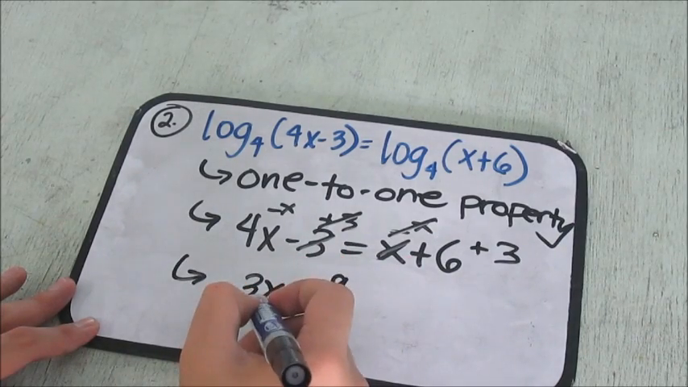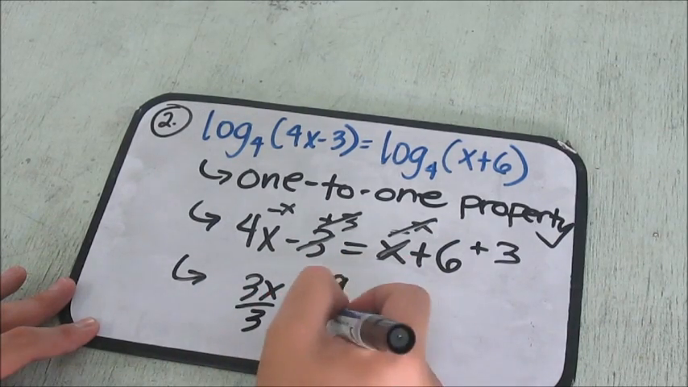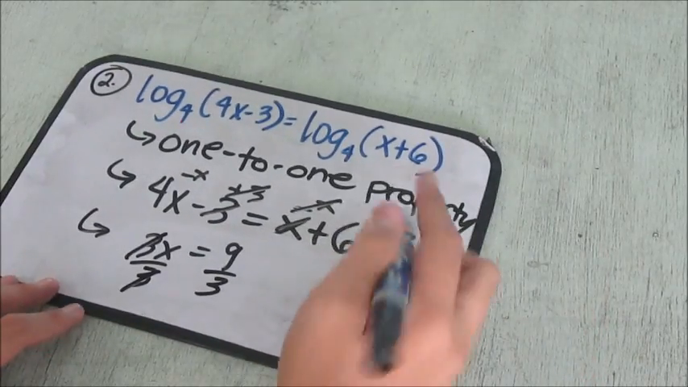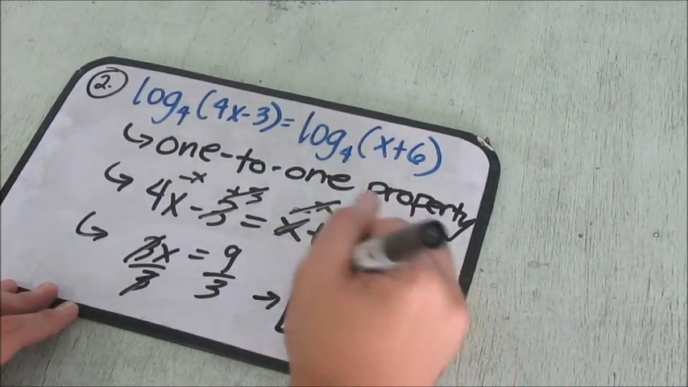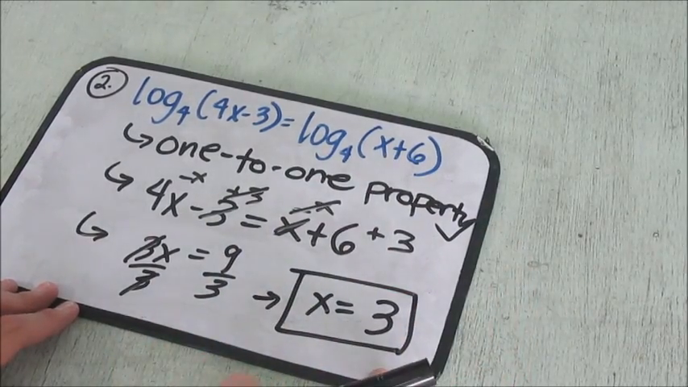After that, we will divide both sides by 3. So for the final answer, we have x is equal to 3, because 9 divided by 3 is equal to 3. Now we are moving on to the third example.